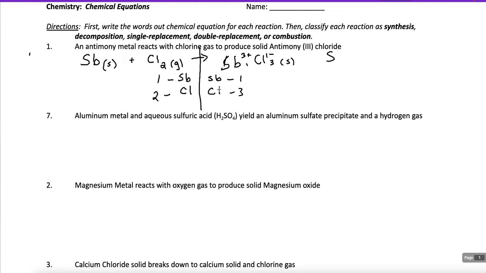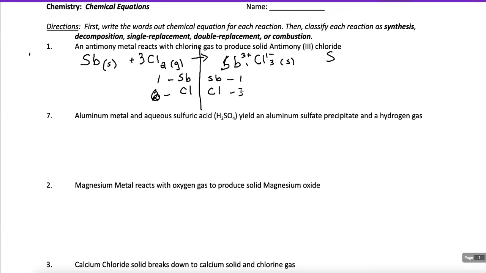Okay, so you see 3 and 2. You've got to think, what do they both go into? They both go into 6. So we've got to make this chlorine 6. So we've got to think, what number times 2 makes 6? And that number is 3. So there, we've just changed that to 6. Now we're going to make this one 6.